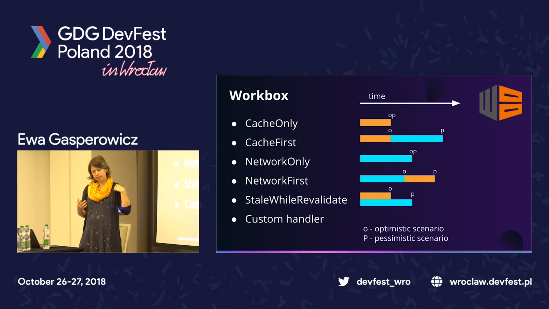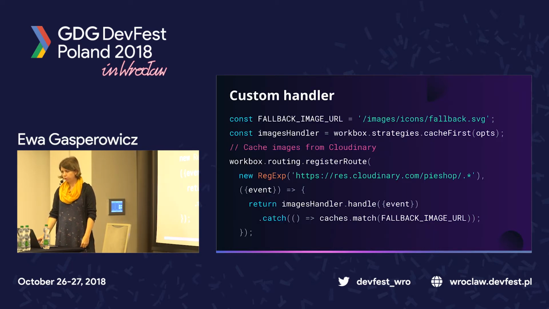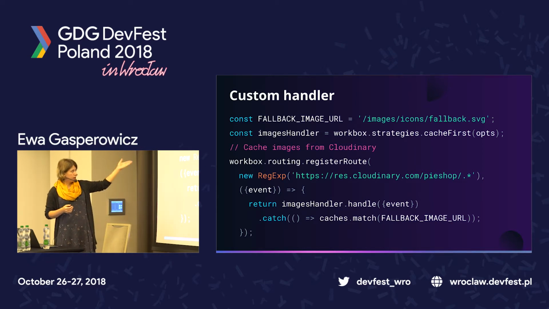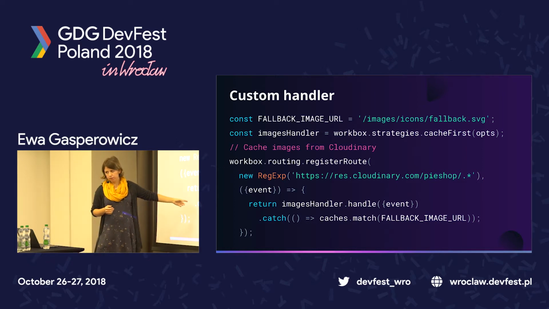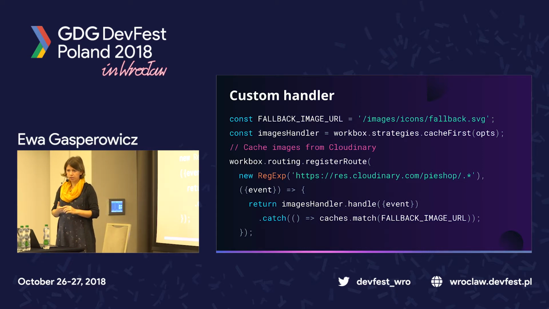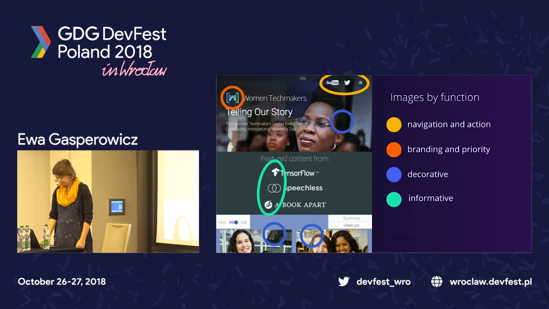Custom handler means that, well, you can actually combine any of this logic in any way you want. For example, here you can see that I'm using the cache first strategy from Workbox, so I'm trying to fetch an image from cache. So I register this route, I try to handle it, but if it doesn't happen, and I catch an exception, I say, well, serve this fallback image instead, right? So you can mix and match, and Workbox gives you nice options for that, or you can implement it entirely on your own as well.